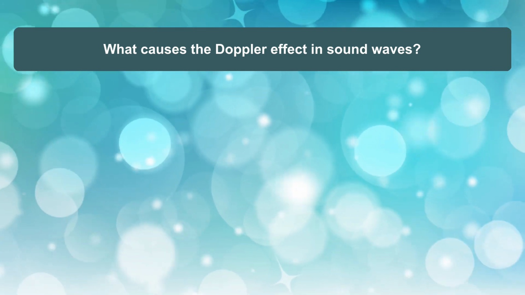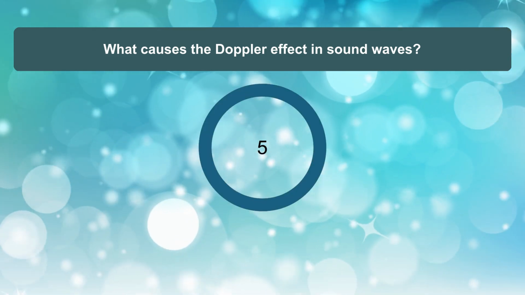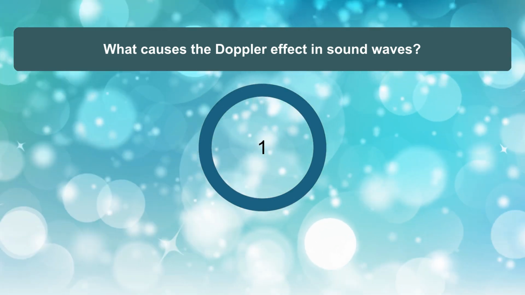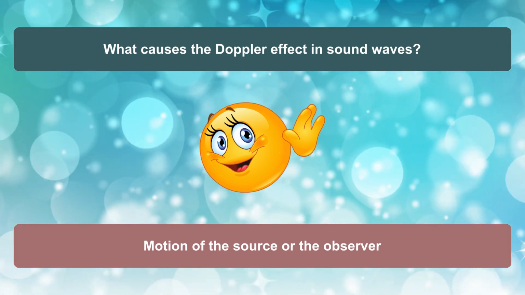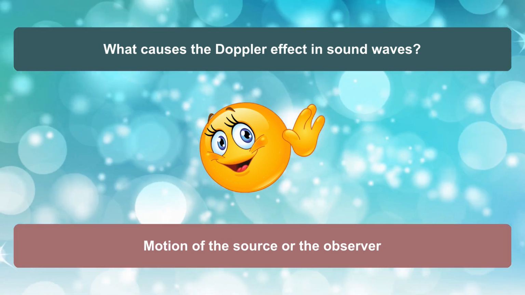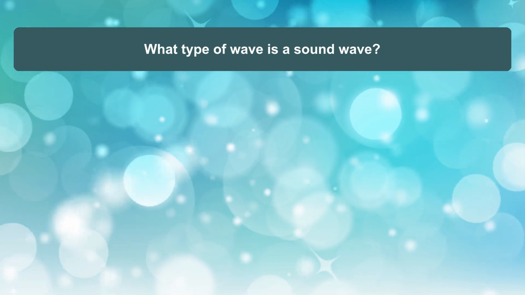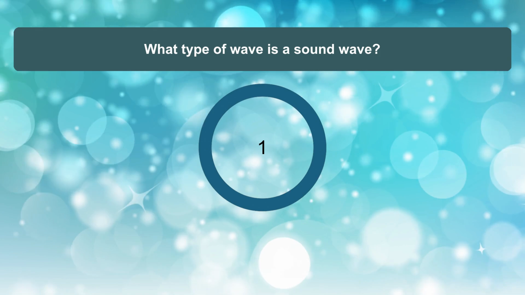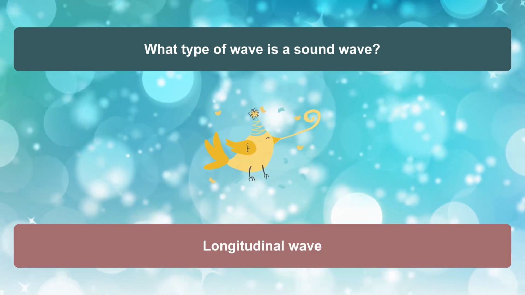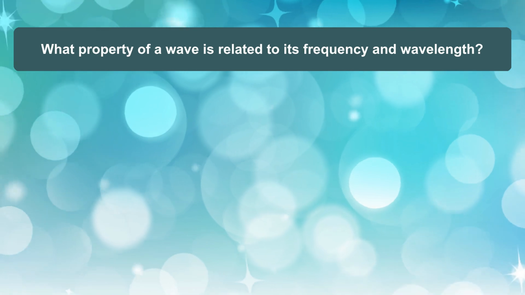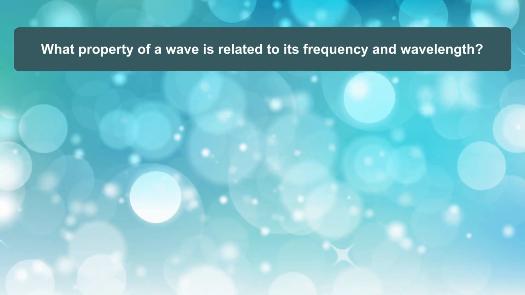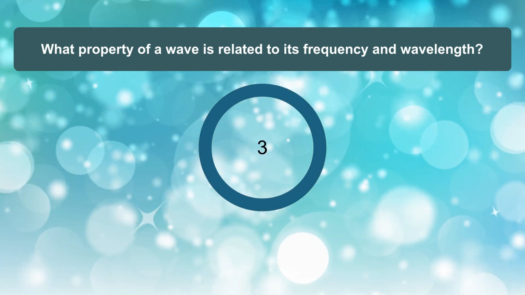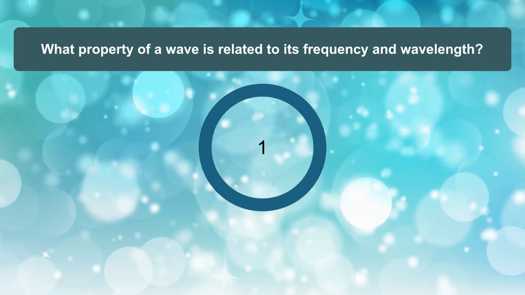What causes the Doppler effect in sound waves? Motion of the source or the observer. What type of wave is a sound wave? Longitudinal wave. What property of a wave is related to its frequency and wavelength? Speed.